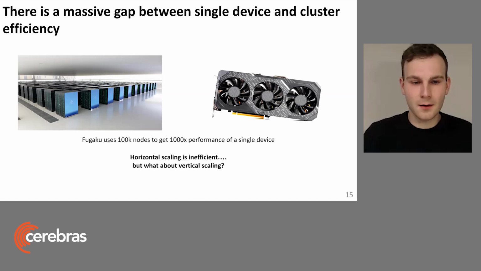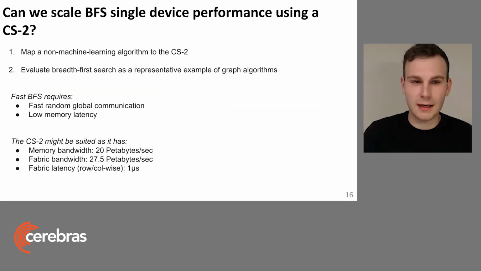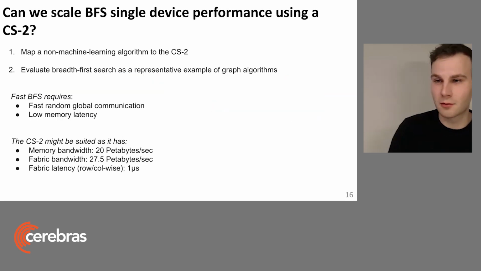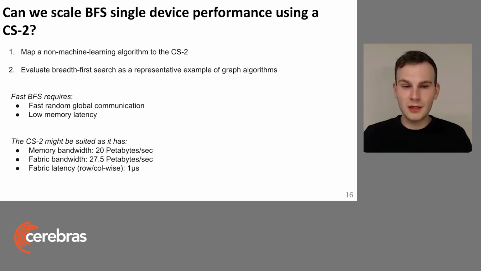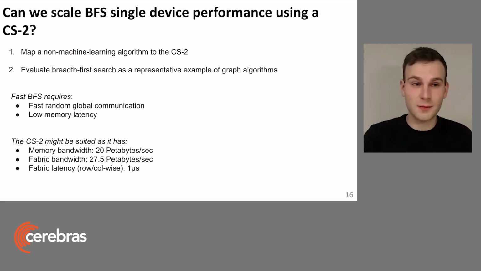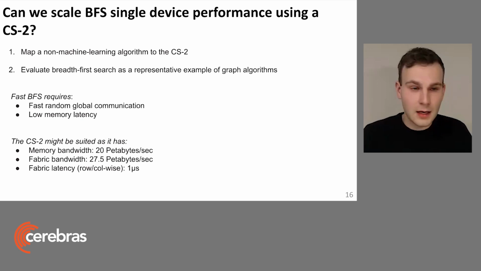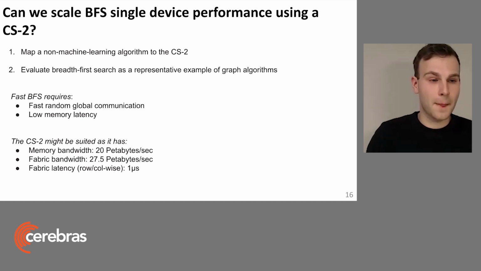What we can say is that adding nodes seems to be not as efficient. However, what about having bigger nodes? What about vertical scaling? And this is what we try to do here. We try to map a non-machine learning workload onto the CS2. And we believe that through doing this, we have an indicative benchmark of how other graph algorithms might also perform. So just by doing BFS, we can see how well other graph algorithms might perform.